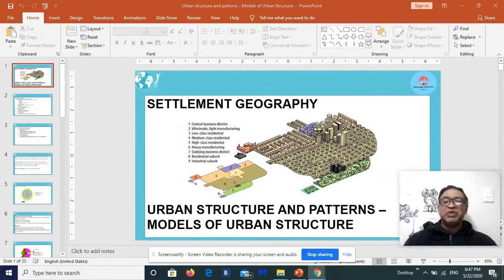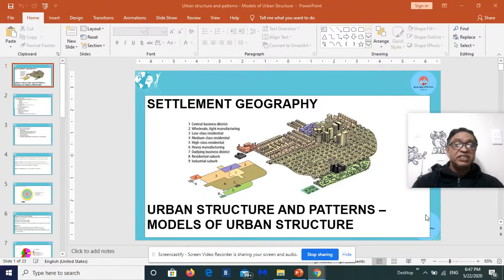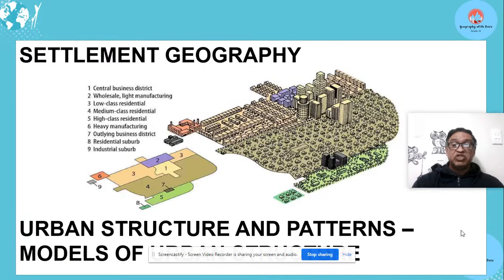Today's section that we're going to look at is settlement geography, and we're looking at the urban structure and patterns, and we're focusing on the urban models of urban structure.